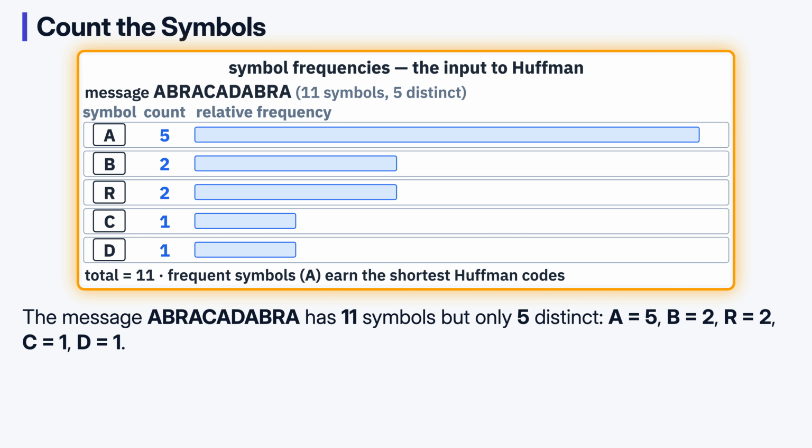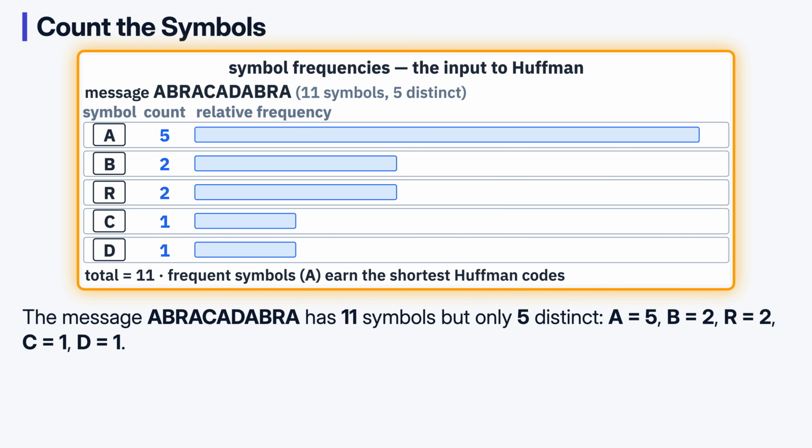Take the message abracadabra. It is 11 symbols long, but only 5 distinct letters appear. The letter A appears 5 times. B appears twice. R appears twice. C appears once. And D appears once. Add those up and you get 11, which checks out.